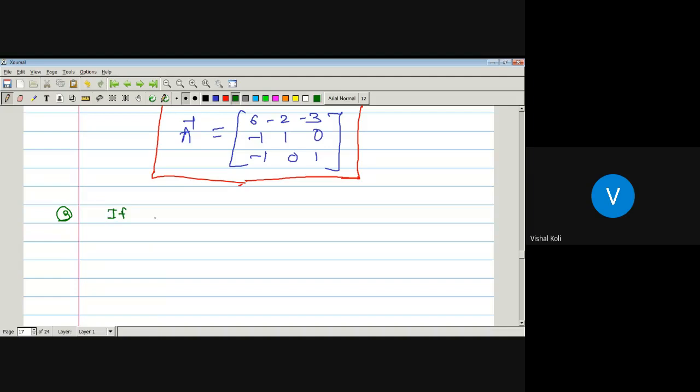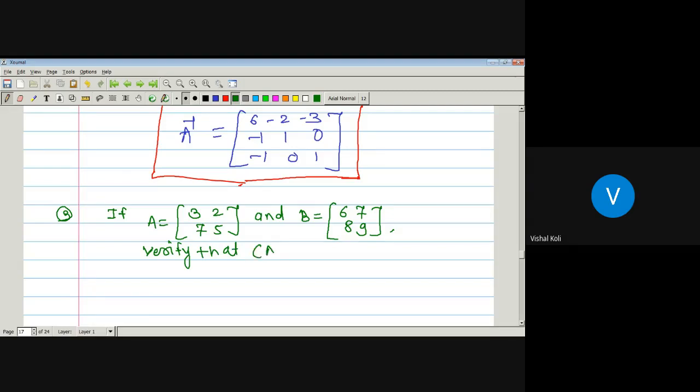If capital A is equal to [3 2; 7 5] and B is equal to [6 7; 8 9], verify that (A into B) inverse is equal to B inverse into A inverse.